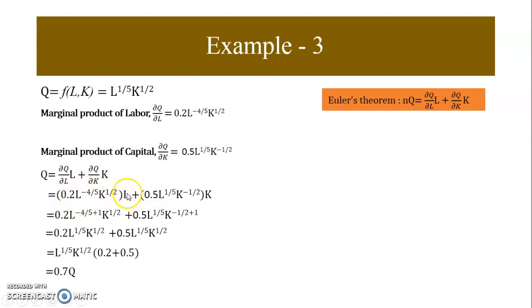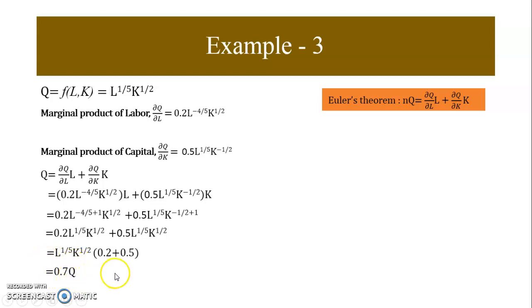There is an L, so you'll add plus 1 in the power. So this is minus 4 by 5 plus 1, K to the power 1 by 2 as it is. Similarly, 0.5 as it is, L to the power 1 by 5 as it is, and there is one more K, so you'll add plus 1 in the power of K. When you solve this, minus 4 by 5 plus 1 is 1 by 5, K to the power 1 by 2 as it is. Similarly, L as it is, K power is 1 by 2. You can take L to the power 1 by 5, K to the power 1 by 2 as common. So this is 0.2 plus 0.5, so this is 0.7 into your original function output.